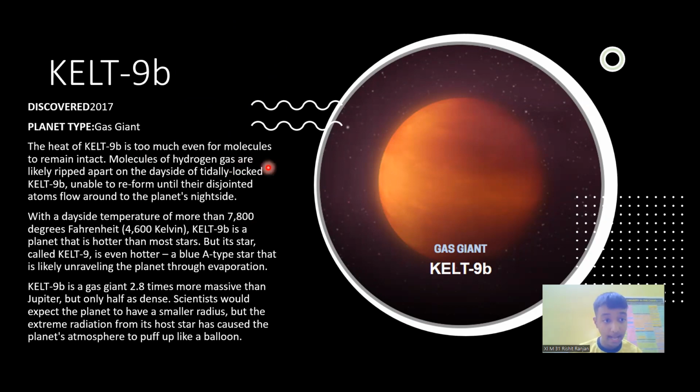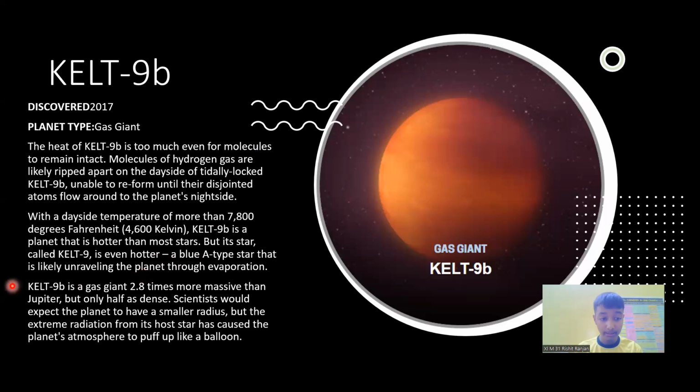The molecules of hydrogen gas are likely ripped apart on the day side of the tidally locked Kelt-9b, with a dayside temperature of 7800 degrees Fahrenheit, which in SI units is 4600 Kelvin. Kelt-9b is a planet that is hotter than most stars, but not its star, which is Kelt-9. So Kelt-9b is the planet, and Kelt-9 is the star.